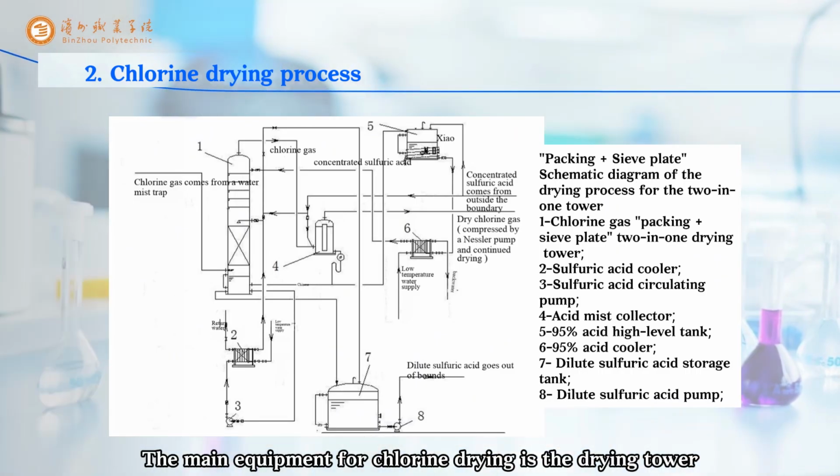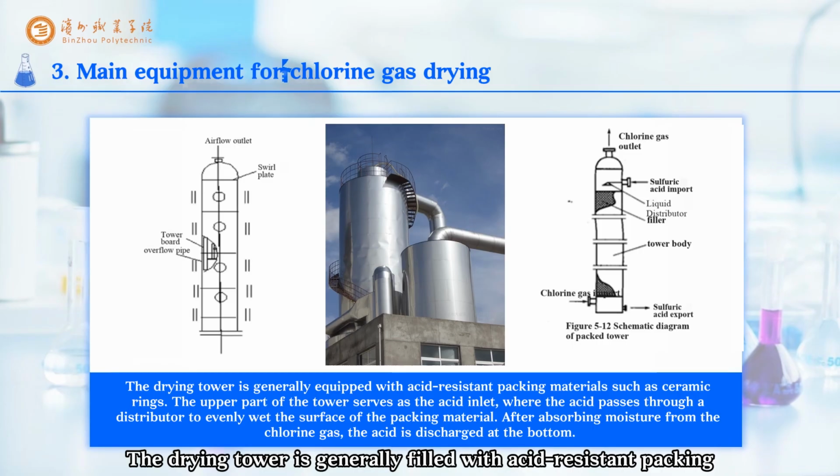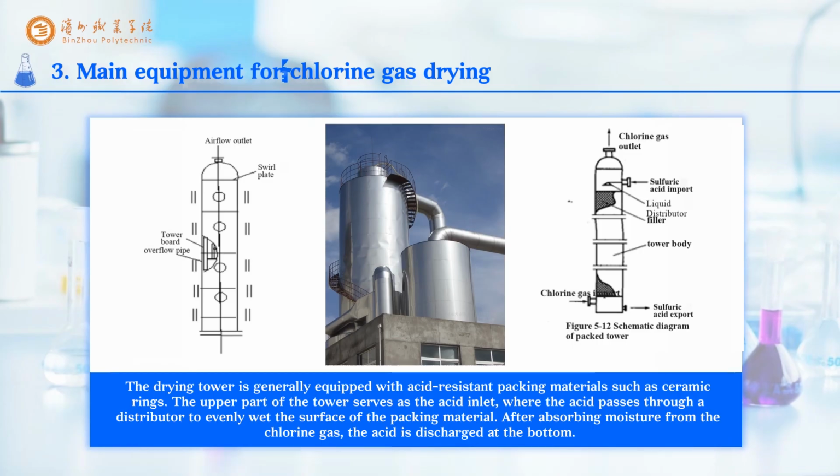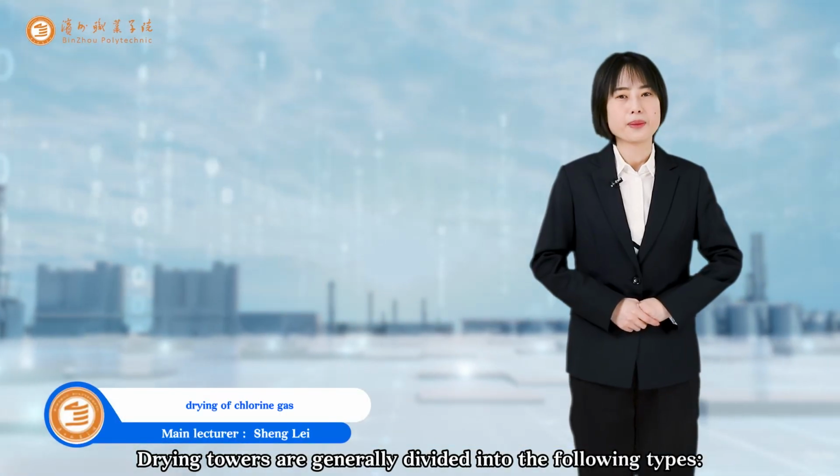The main equipment for chlorine drying is the drying tower. The drying tower is generally filled with acid-resistant packing, such as ceramic rings. The upper part of the tower is the acid inlet. The acid evenly wets the surface of the packing through a distributor and is discharged from the bottom after absorbing moisture in the chlorine. Drying towers are generally divided into the following types.